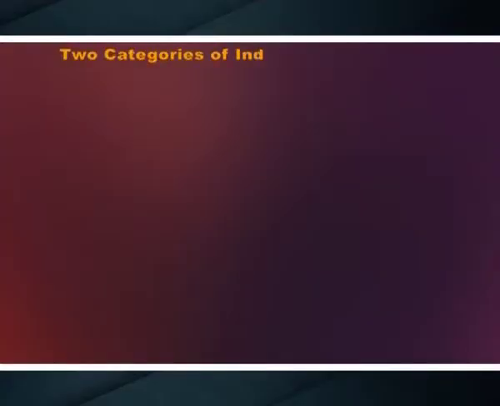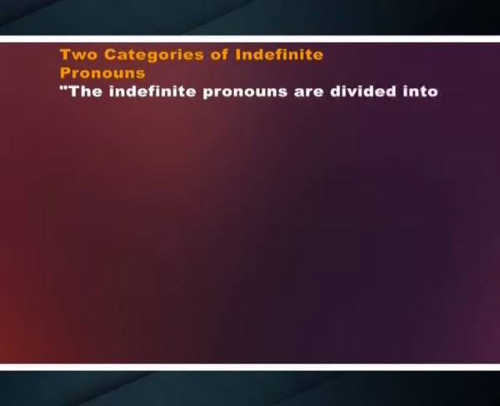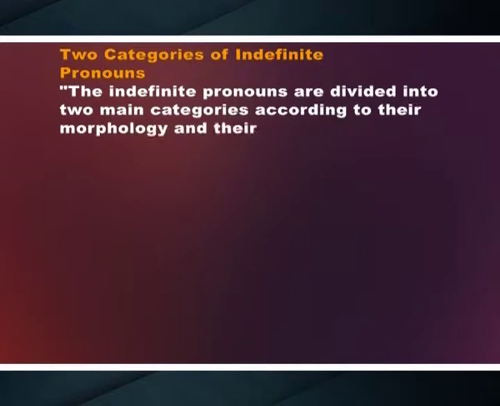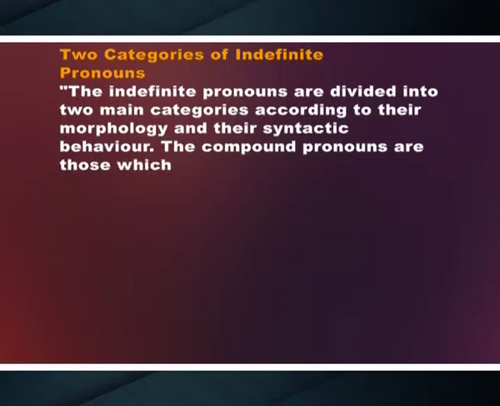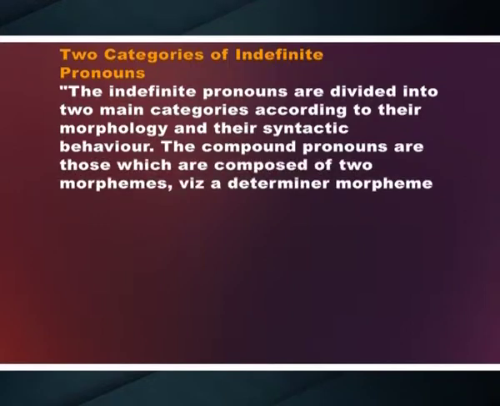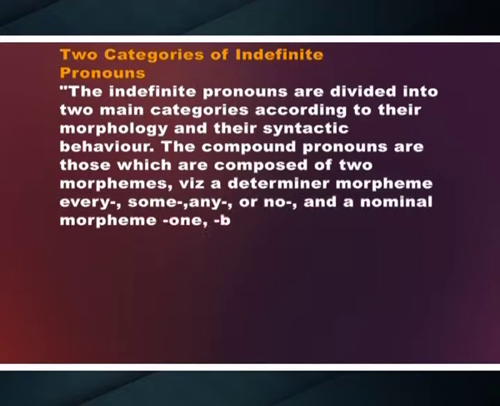Two categories of indefinite pronouns. The indefinite pronouns are divided into two main categories according to their morphology and their syntactic behavior. The compound pronouns are those which are composed of two morphemes, namely a determiner morpheme, every, some, any or no, and a nominal morpheme, one, body or thing.